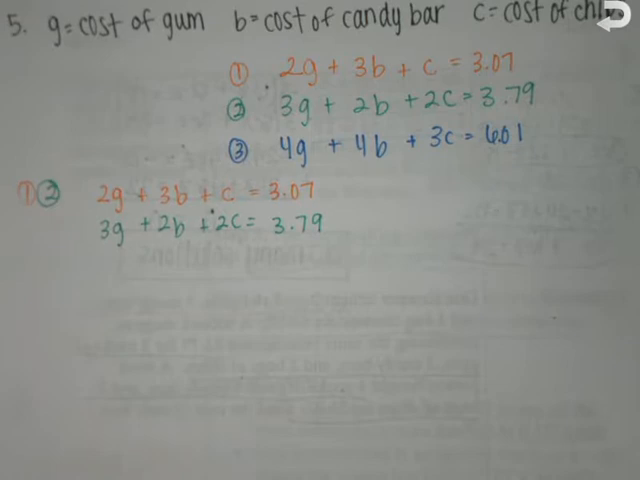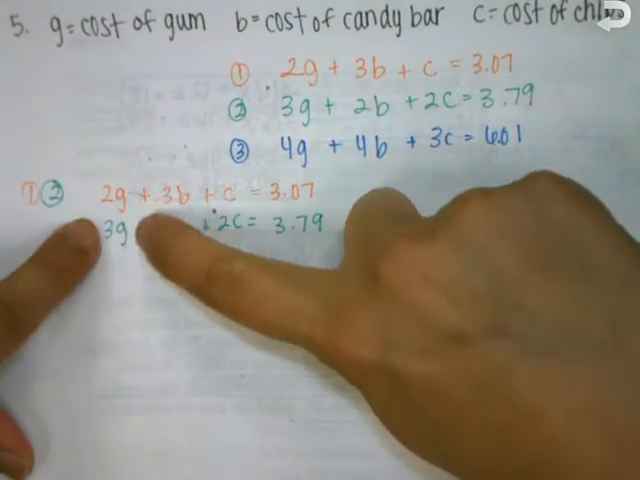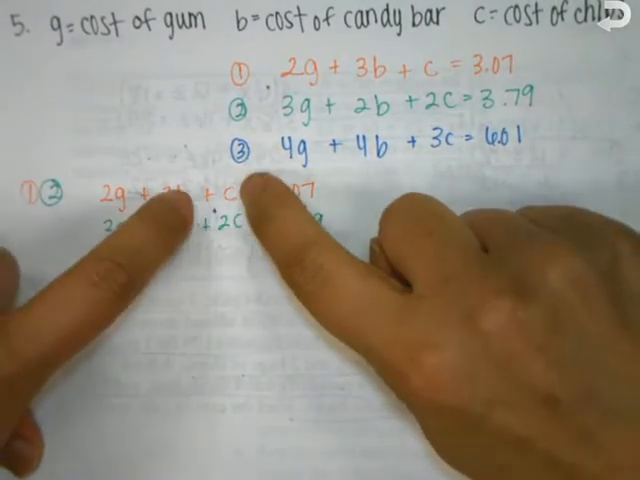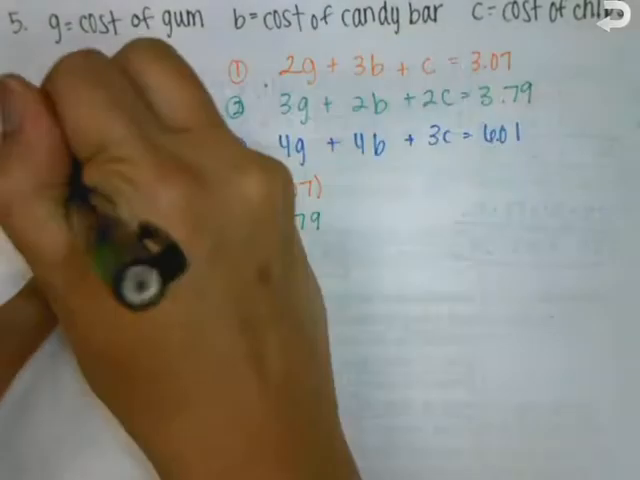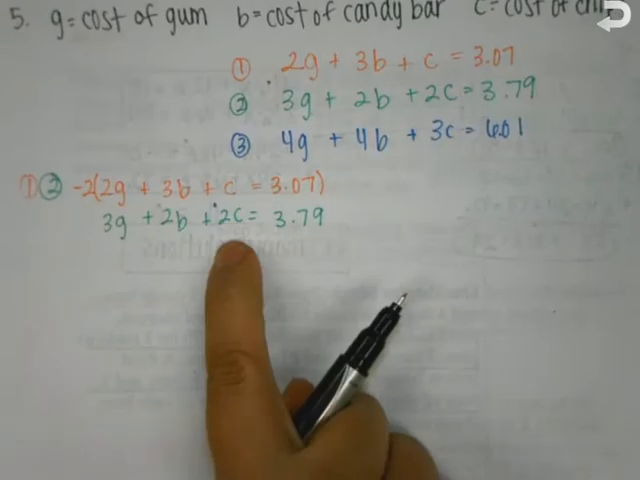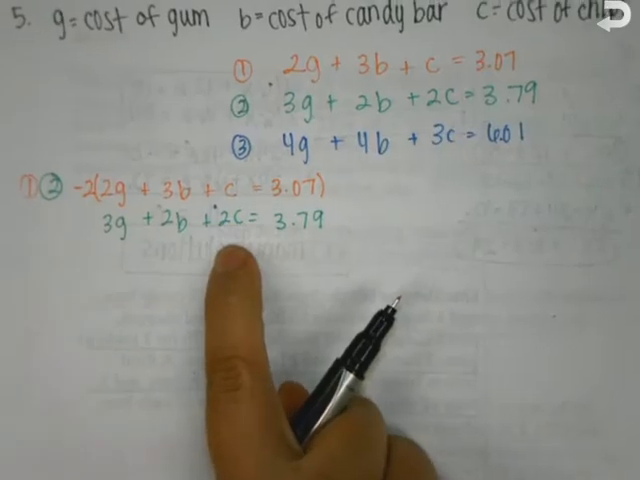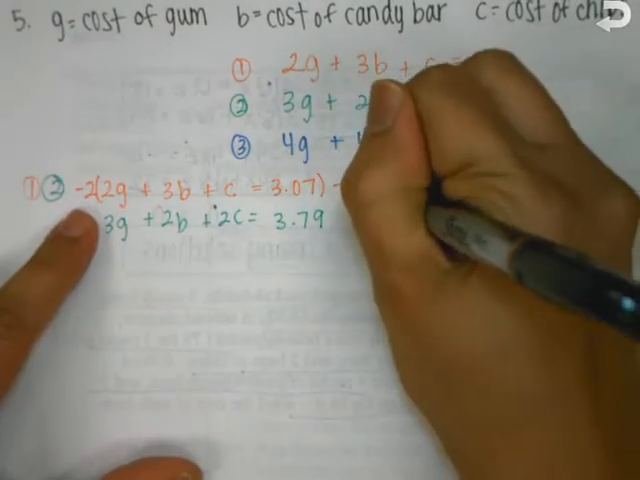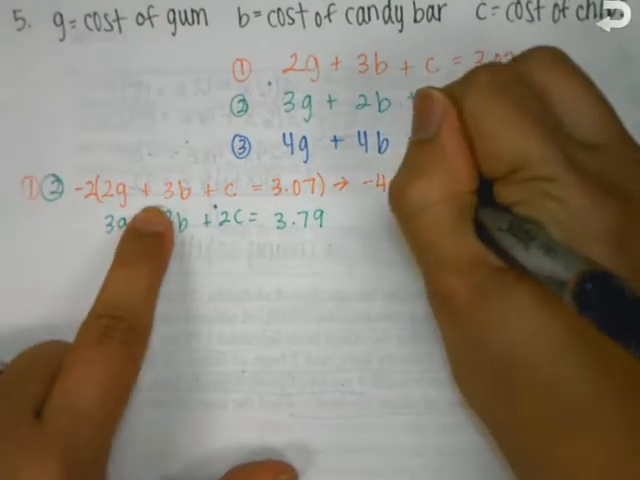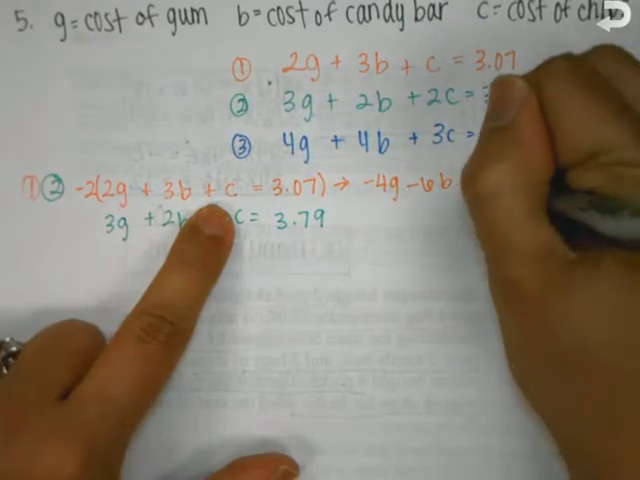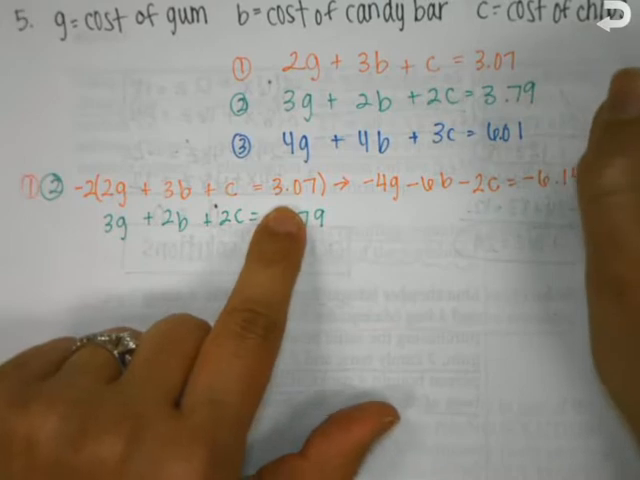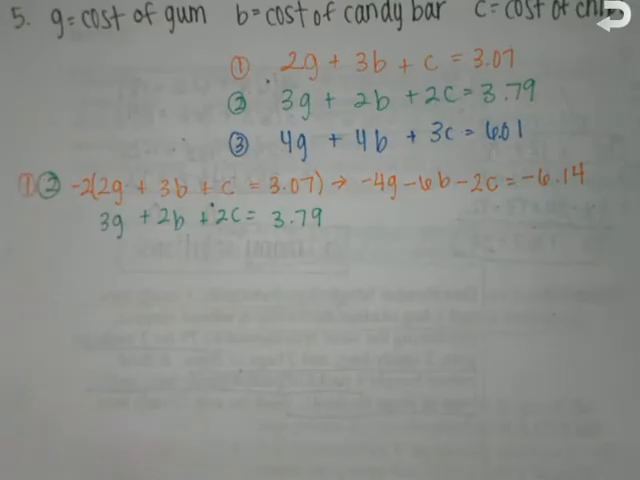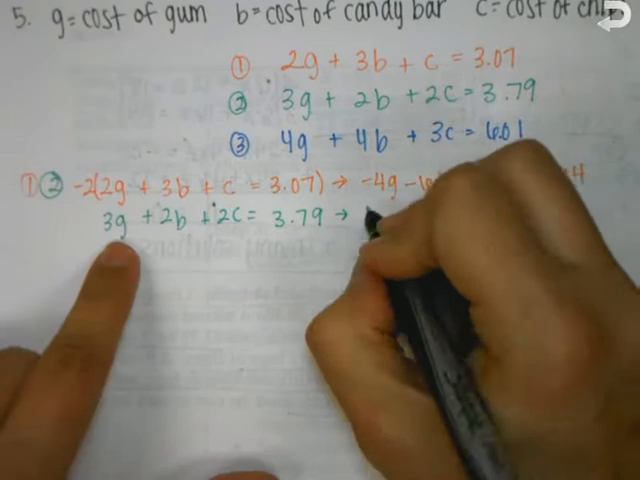If we multiply the first equation by -2, we don't have to do anything to the second, right? Okay, so that's going to give me -4g minus 6b minus 2c equals -6.14. I'm going to rewrite this guy right underneath it. So 3g plus 2b plus 2c equals 3.79. Okay, let's add those 2 equations together.